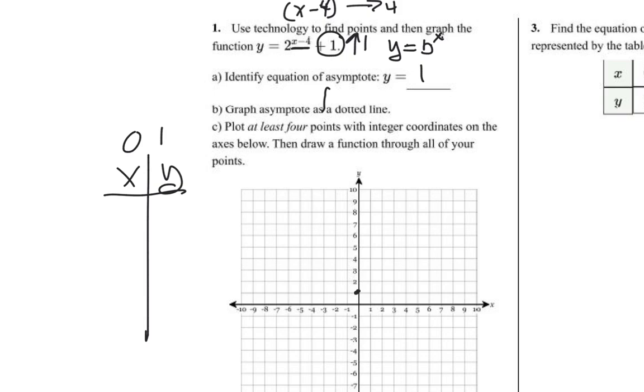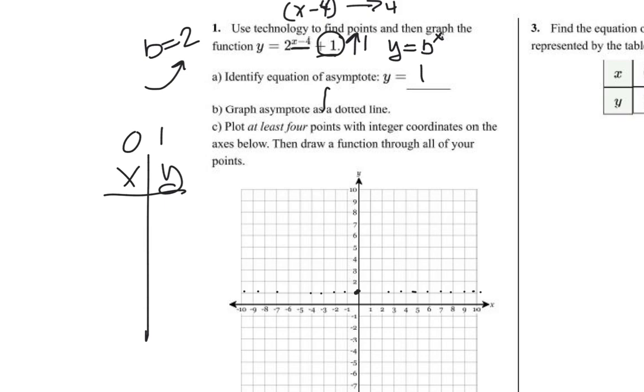If you look, your b is 2, so we have a growth factor. So our graph going left to right will be increasing. It says graph the asymptote with a dotted line. So the asymptote is 1, so we'd have a horizontal line going across the y-axis at 1. Then it says graph at least 4 points. You were doing this on Delta Math, so you would have to click your points. So we need to find 4 points.